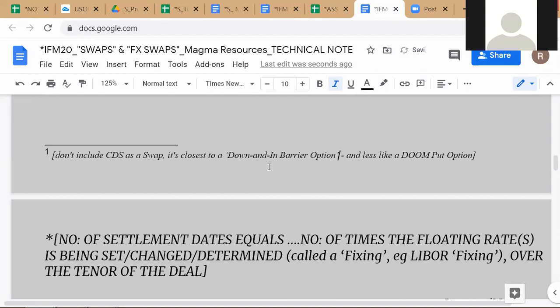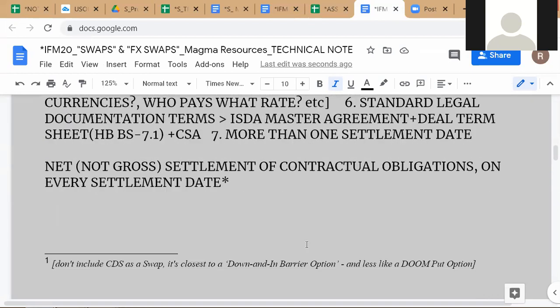What is a down and in barrier option? If you read the first part, you will find a discussion of barrier options, exotic options. Under exotic options, you can read it later on your own time. We don't have time to cover all these because these are quite complicated.